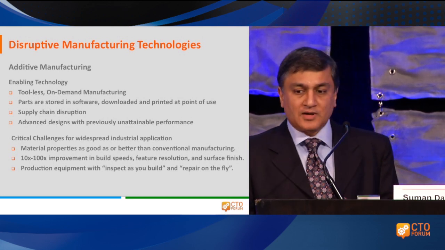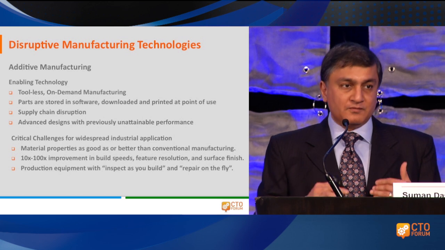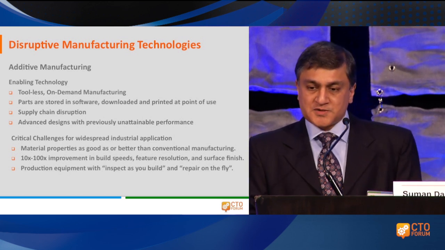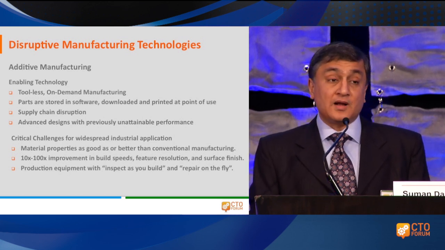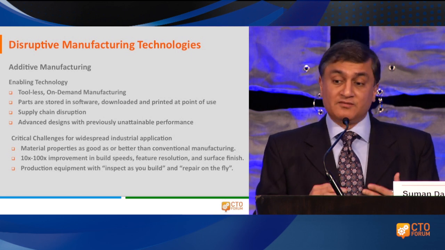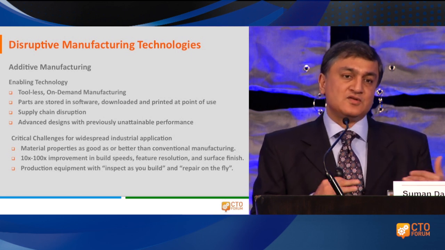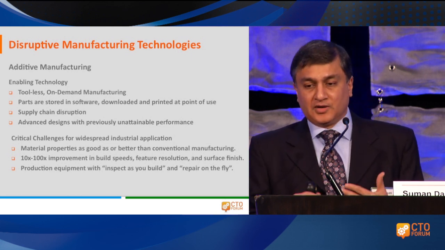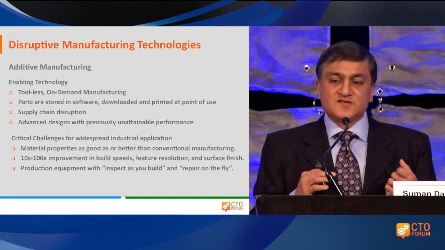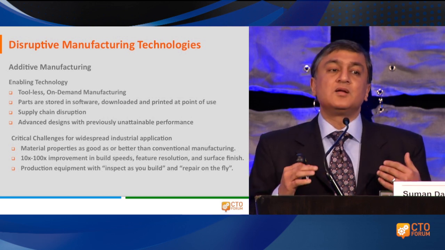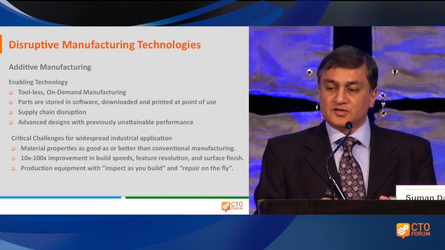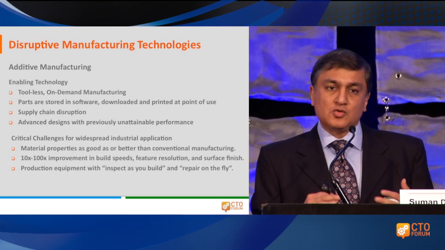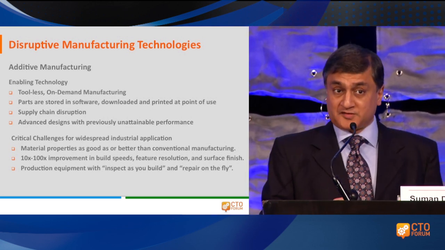I'm going to address three critical challenges in terms of really industry adoption. We need to have material properties that are as good or better than what is conventionally produced. If that's not possible, industry is not going to adopt these technologies. We need significant increases in throughput, in feature resolution, and surface finish: 10 to 100x better than what's possible today.